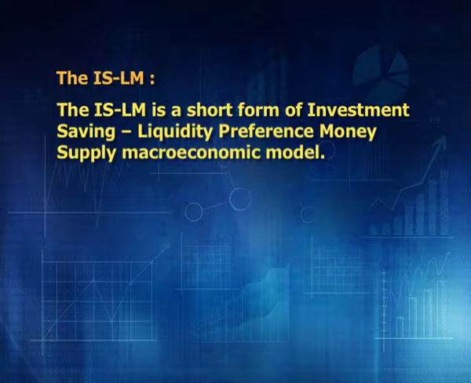The IS-LM is short form of investment saving and liquidity preference money supply macroeconomic model. This model was developed by the post-Keynesian economists like Hicks and Hansen. Through this model, they attempt to synthesize the real sector with the monetary sector. Their approach was to create a general equilibrium analysis of the economy by determining the equilibrium of the real sector and the monetary sector.